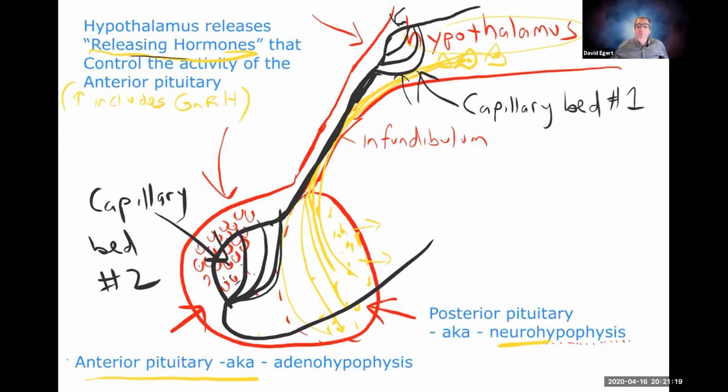Does anybody remember what we call a system like this in circulation where you have one capillary bed feeding a second capillary bed? Hepatic portal system. Right, so the hepatic portal system was the portal system for the liver. And since this is in the hypophysis, this is what we're going to call the hypophyseal portal system.